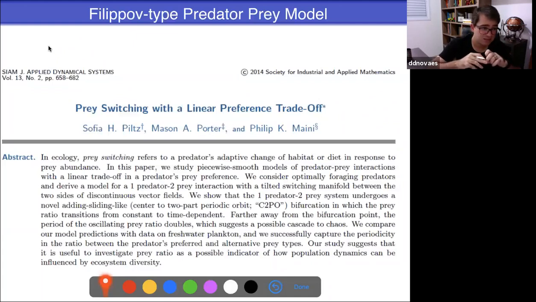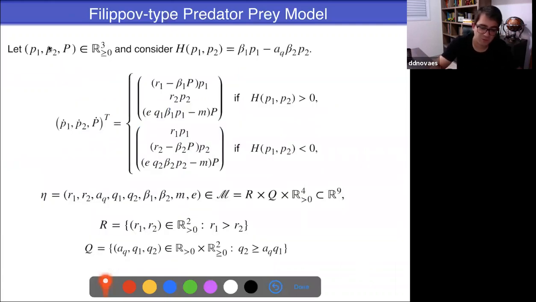And the idea of the model is that the predator tends to feed most heavily upon the most abundant prey species. So we have two preys, one predator, and the predator tended to switch the food preference according to the availability of the preys in the environment. So this is the model.